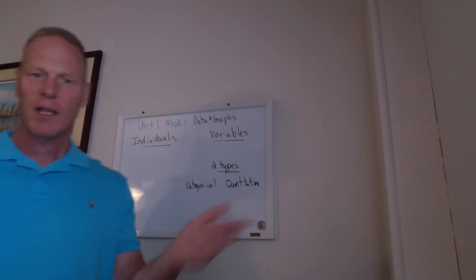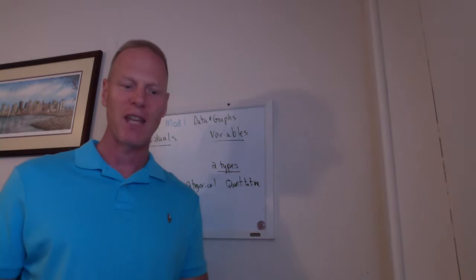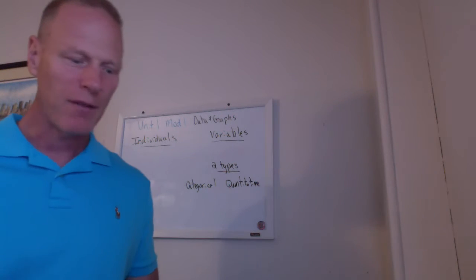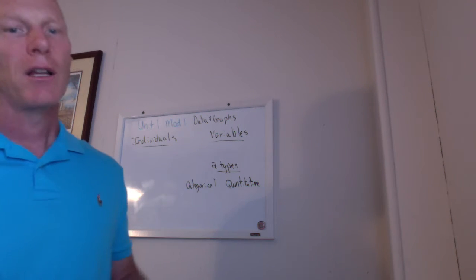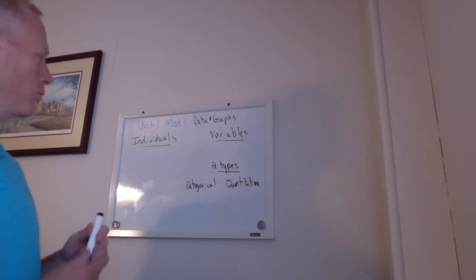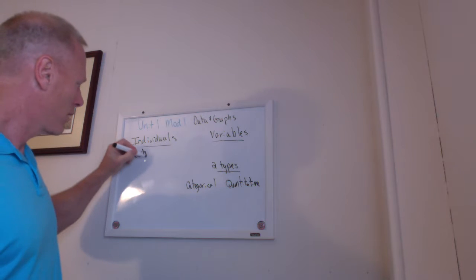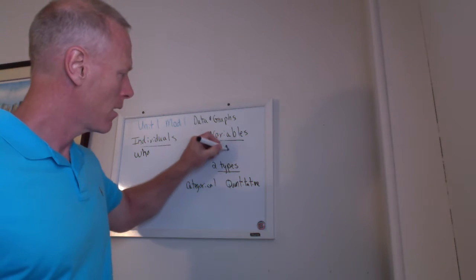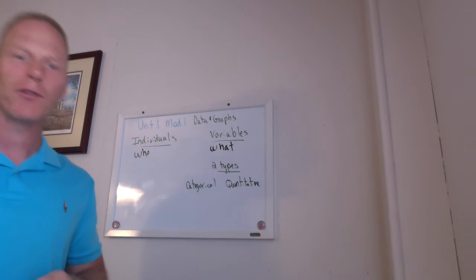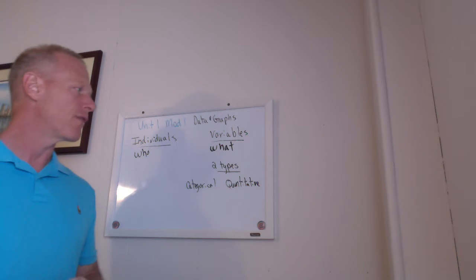Statistics is all about information. Information comes from data. Data is basically information. We want to know two real important things when we talk about data. We want to know who the individuals are that we are collecting the information on, and what it is we want to know. They're the variables. So the individuals are who, the variables are what.